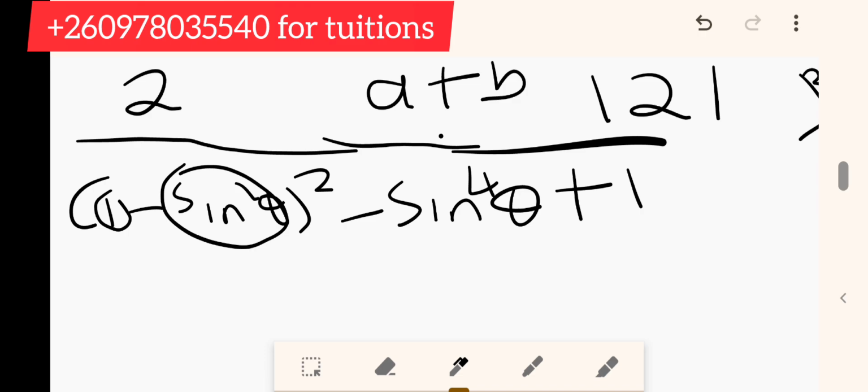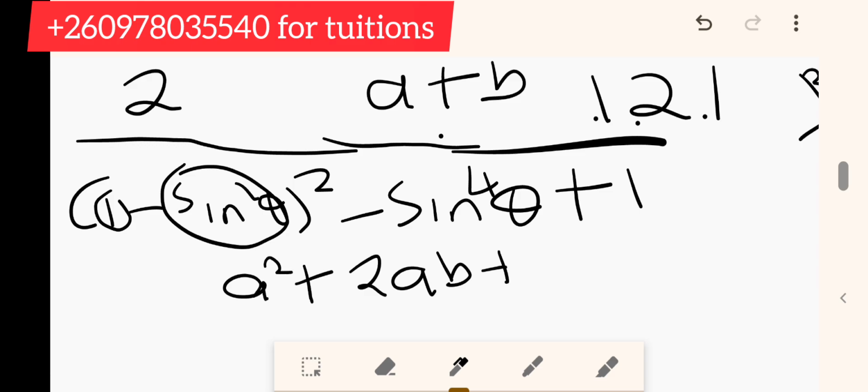Alright, so this is what you do. You are going to expand it. Since it's a square, I'm going to use 1, 2, 1. In case you're wondering, what does this 1, 2, 1 represent? It just means I start with a squared, then I go to plus 2ab, then I go to plus b squared.